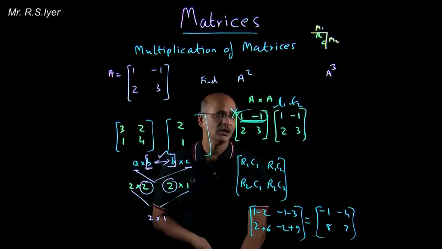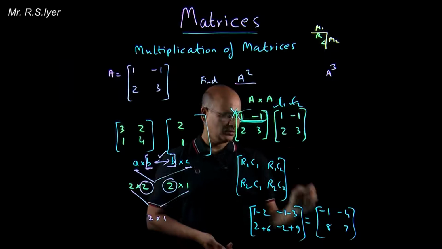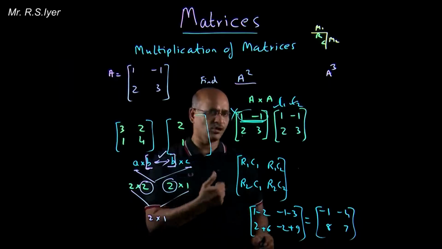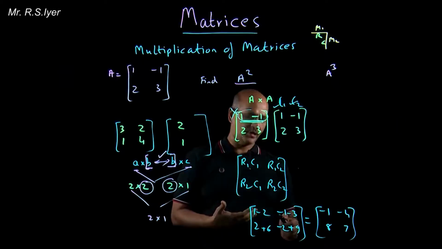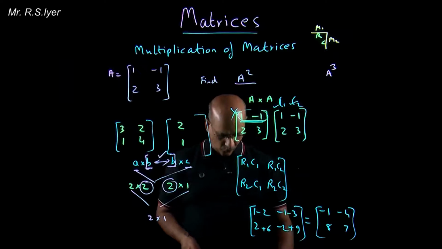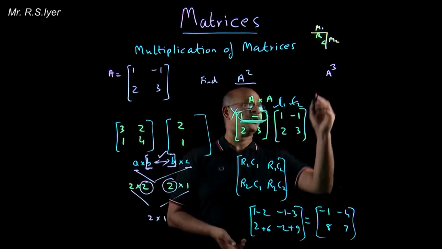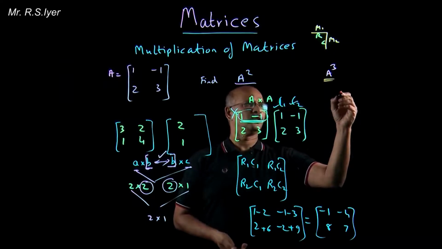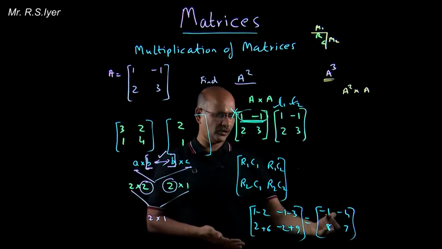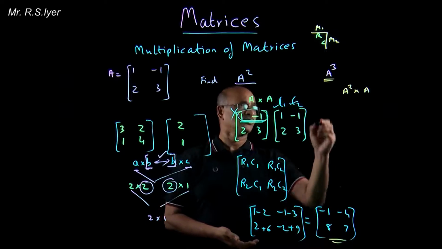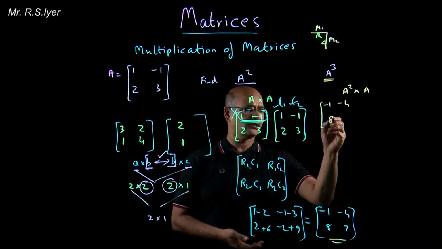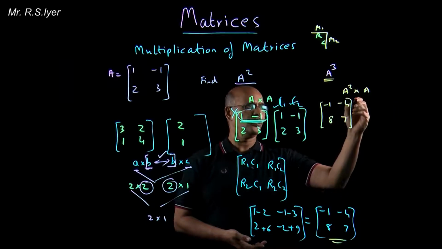Now you might ask me, sir, I got A square, now I have to get A cube. A cube has to be the same thing. Please try it yourself. You also try, I also work on it, and let us see whether we can get the solution on our own. So what is A cube? One thing you can do is A square into A. A square is already found, so you can just write minus 1, minus 4, 8 and 7 into A.